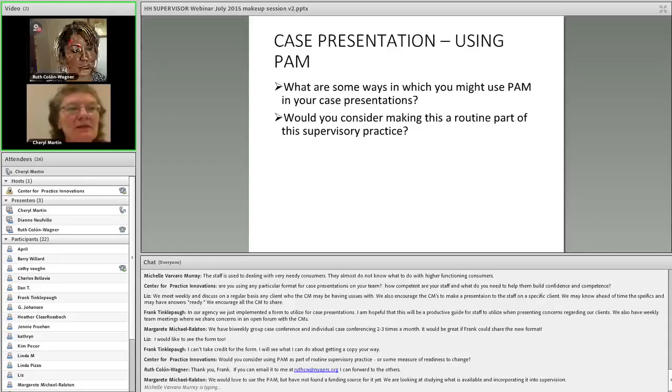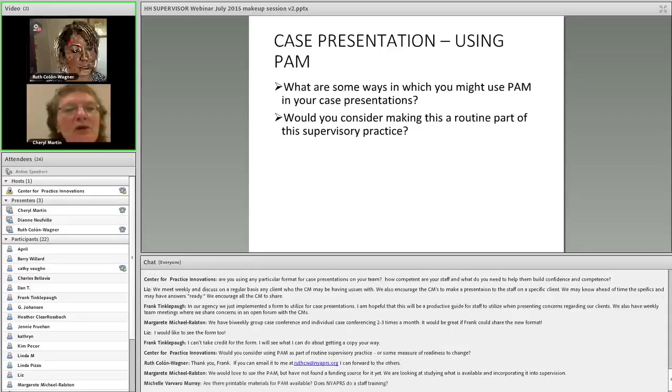As far as how far we get today, by the way, folks, we'll give you access to the PowerPoint. It's more important to get the information that you're sharing. We'd love to use the PAM, but we've not found a funding source yet. We're looking at studying what is available and incorporating. Yeah. So understanding those levels, understanding stages of readiness for change and what kinds of interventions work.